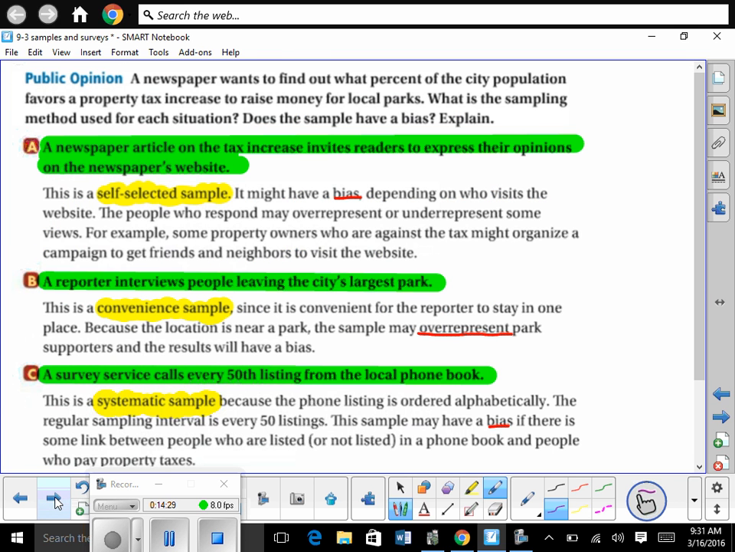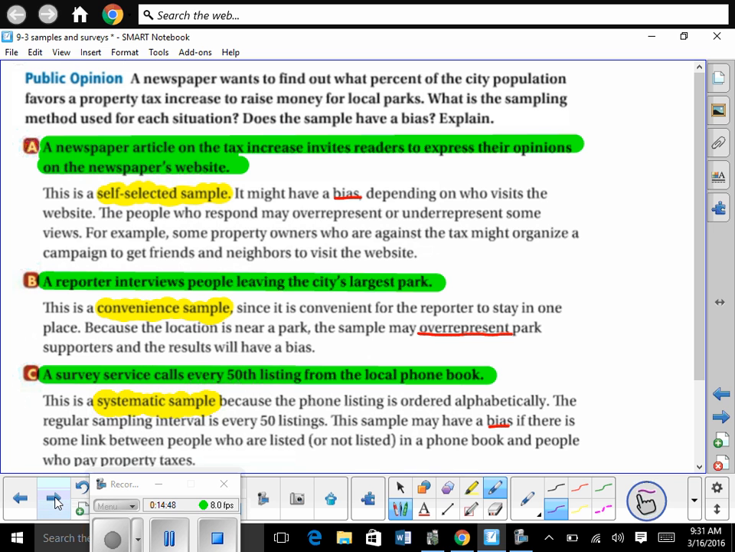Sweet. Okay, so here's some examples so you can get an idea of each type of sample, because it kind of is hard if you don't see a few examples. Okay, so the first example here, a newspaper article on tax increase invites readers to express their opinions on the newspaper's website. So let's read this again. Really think about it so it can make sense to you when you do it yourself.